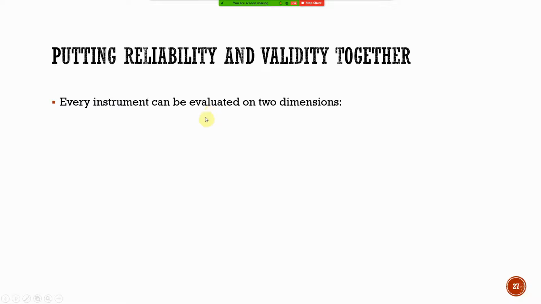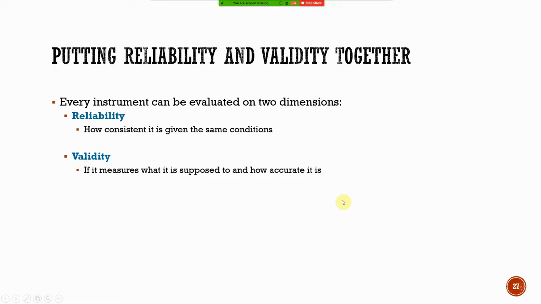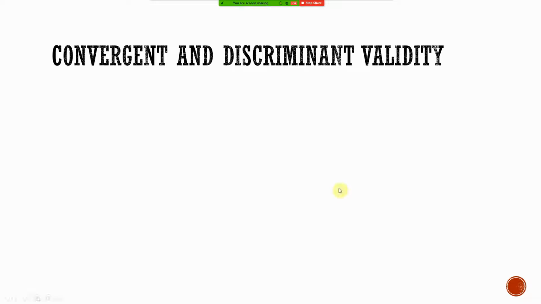Every instrument can be evaluated on two dimensions, reliability and validity, and both must be established, otherwise your scale or your paper will more or less be rejected by the reviewer. So what are convergent and discriminant validity? For reliability, we use Cronbach's alpha or composite reliability scores. For validity, we go for convergent and discriminant validity.